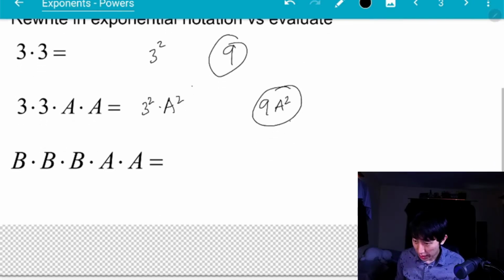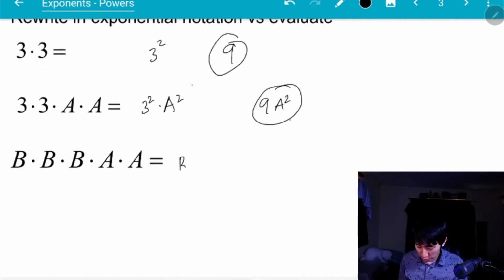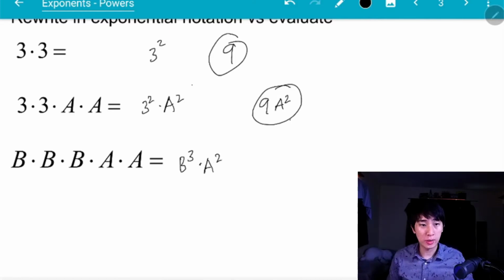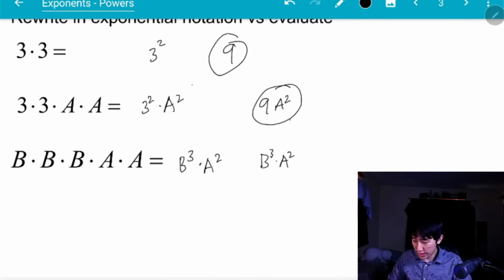Finally, the last one we have is b times b times b times a times a. That's b to the third power times a to the second power. And again, this is kind of where we stop. When I'm evaluating it, I don't know what either of these are, so I'm just going to have to leave it as is. And that's it. We're totally done. That's basically the major ideas for exponents. It's fairly simple as long as you remember your exponent tells me how many times we're multiplying the same number by itself. The same number is called the base.